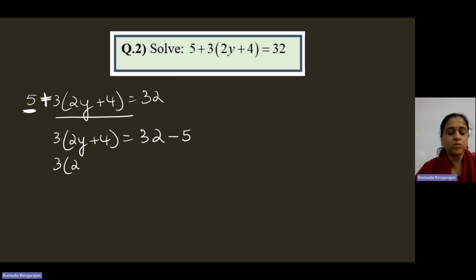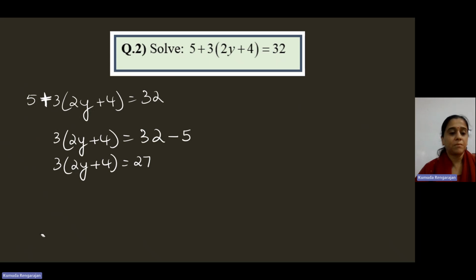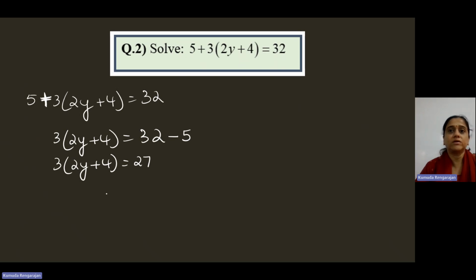So now write 3 into 2y plus 4 is equal to, what is 32 minus 5? 27. Now, this question is like this one. So next what? 3 has to come to the other side, right? So write everything else other than what you have to transpose. So write 2y plus 4 is equal to 27. Now we have to transpose 3, right? So it comes to the other side as divided by 3.